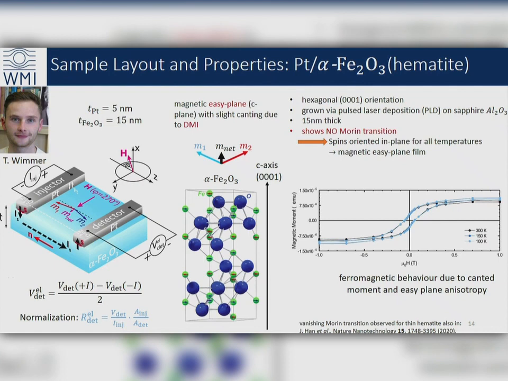Another thing I need to mention: in our experiments, we have rather thin hematite layers. They show no Morin transition. So in all the temperatures that we investigated, we always see the easy plane phase of the system. So spins, or magnetic moments, are aligned in the C plane of the system, and we use a C-axis oriented sample.